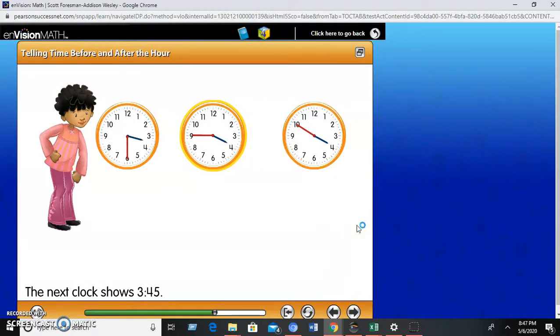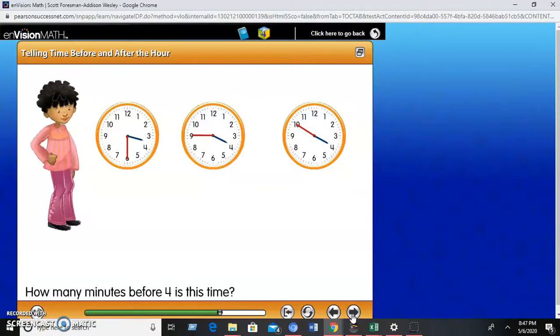Now what Mrs. Isham does is, where our minute hand is, I'm going to count on to the 12, to the new hour. So it's 5, 10, 15. It's 15 minutes before 4 o'clock.